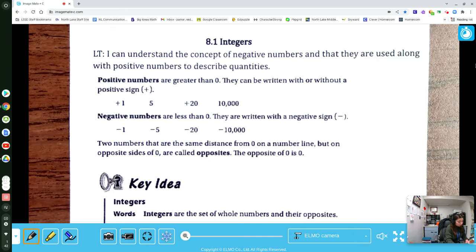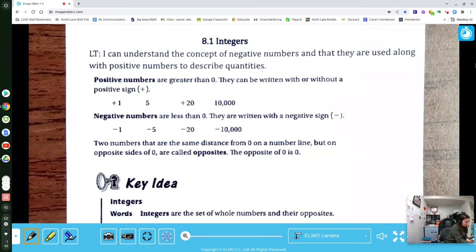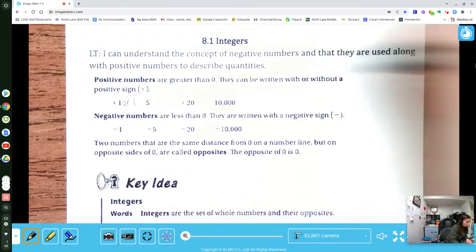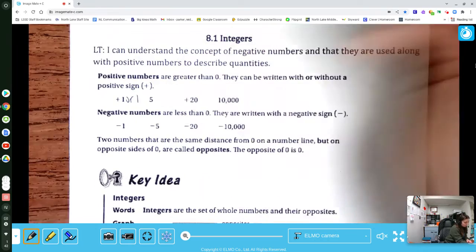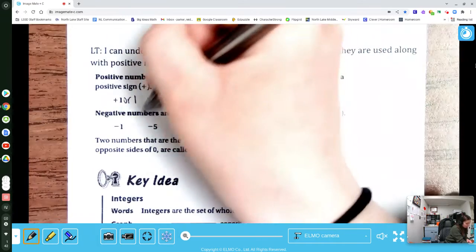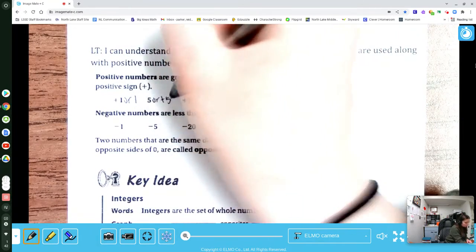Positive numbers are greater than 0. They can be written with or without a positive sign. So we could write positive 1 like that with a positive sign, or we could write just the number 1. Those both mean positive 1. Same here, we could write positive 5 just as the number 5 or with a positive symbol.